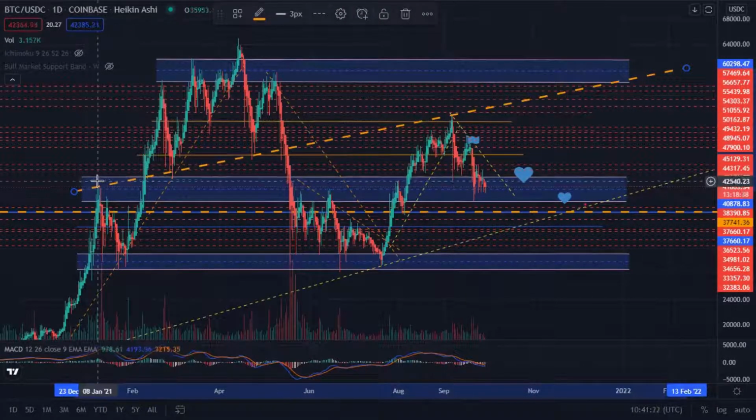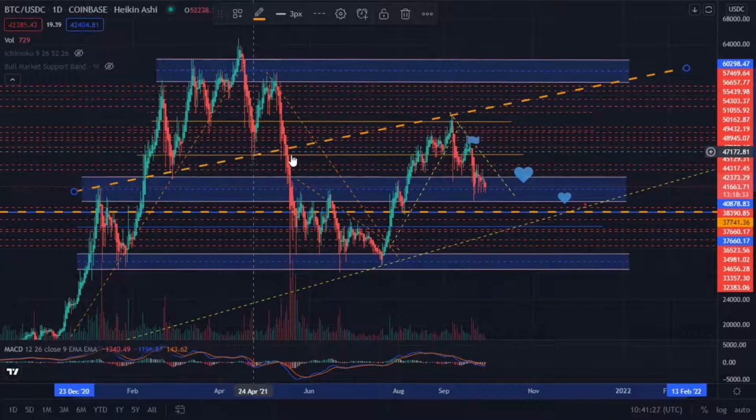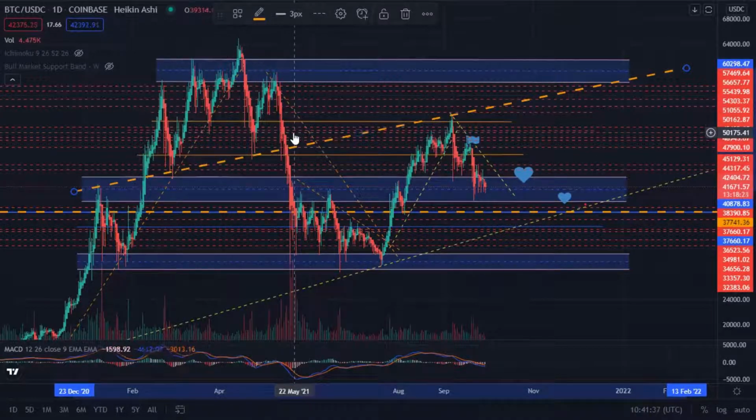That looks a little more interesting. And we're still here. And we're still here. And over here, we were always going to be touching some wicks. Now you can see, oh, this was another reason we could have gone down. We were also hitting this line, which is a very strong one as well.